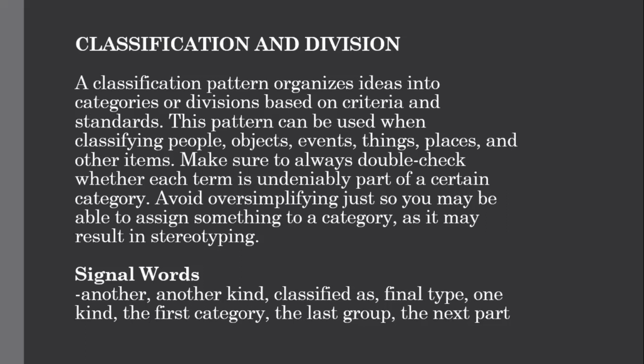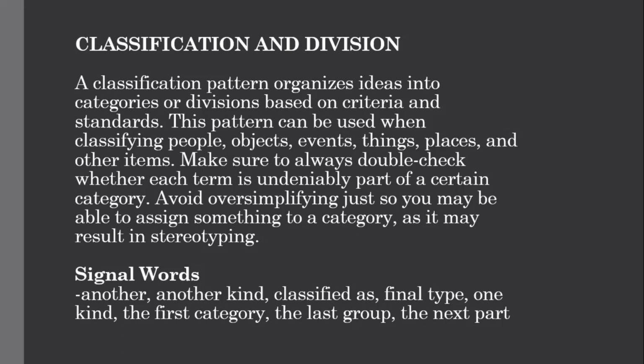So let's proceed to classification and division. A classification pattern organizes ideas into categories or divisions based on criteria and standards. This pattern can be used when classifying people, objects, events, things, places, and other items. Make sure to always double check whether each term is undeniably part of a certain category. Avoid oversimplifying just so you may be able to assign something to a category as it may result in stereotyping.